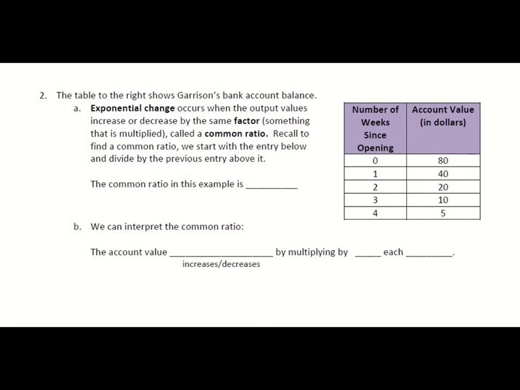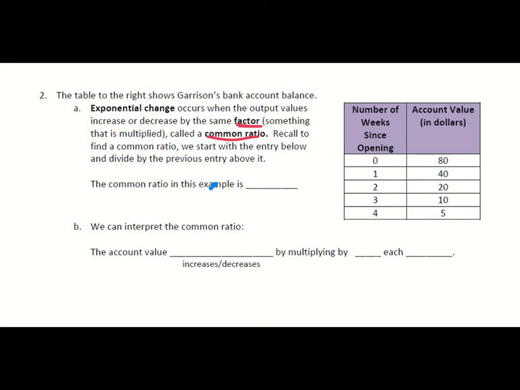The table at the right shows Garrison's bank account balance. Exponential change occurs when the output value is increased by the same factor. Factor meaning you multiplied or divided by something, which is called a common ratio. Recall how to find a common ratio. We start with the entry below and divide by the previous one.